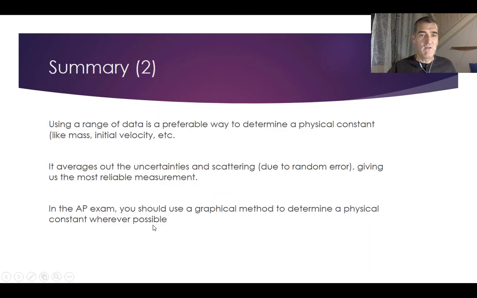So the summary here then is we should use a range of data to determine a physical constant rather than just one piece of data. It averages out the uncertainties. In an AP exam, you could get 0 for just using one result. You should always use a variation and use the slope method to find the physical constant.